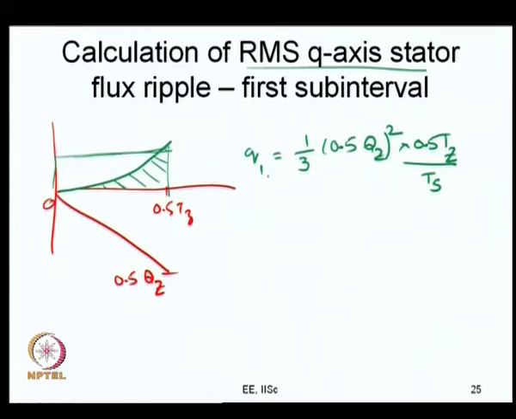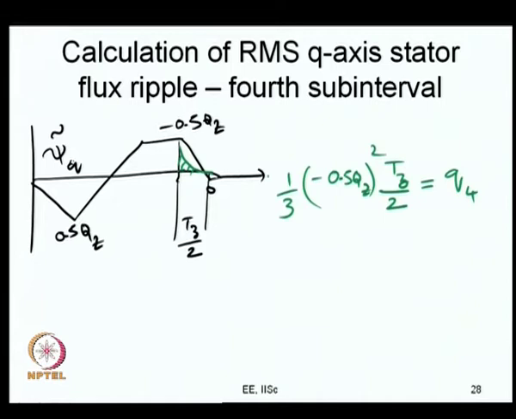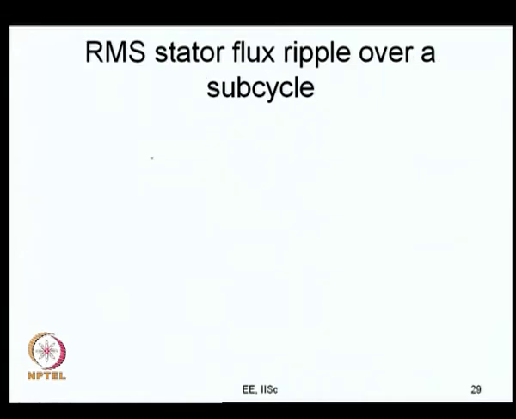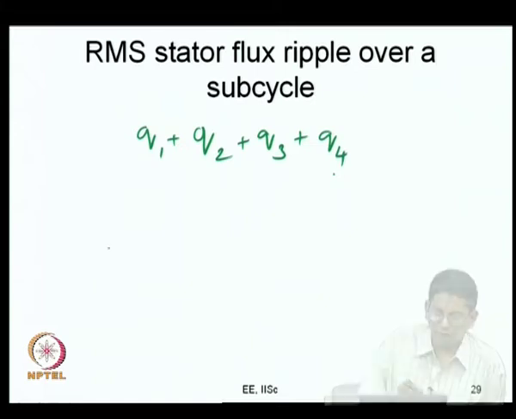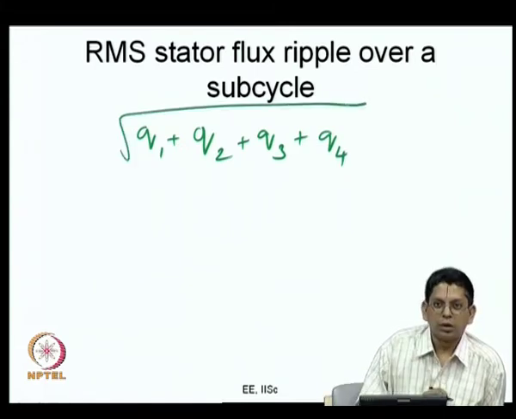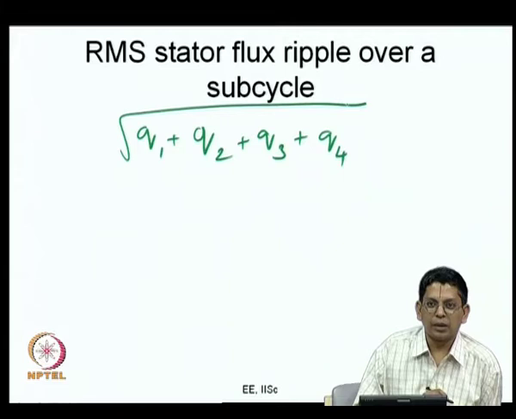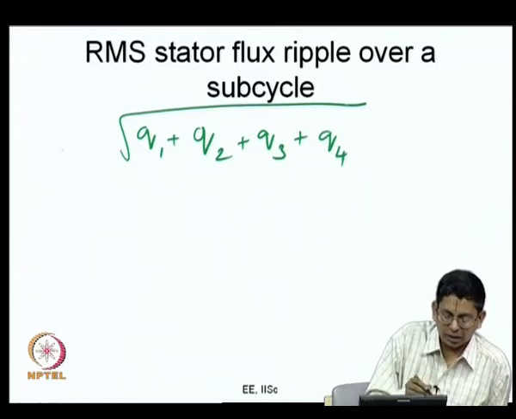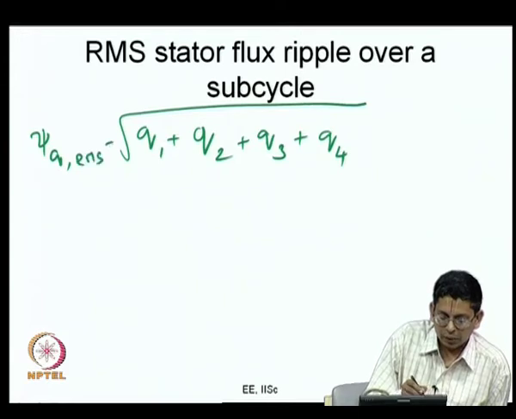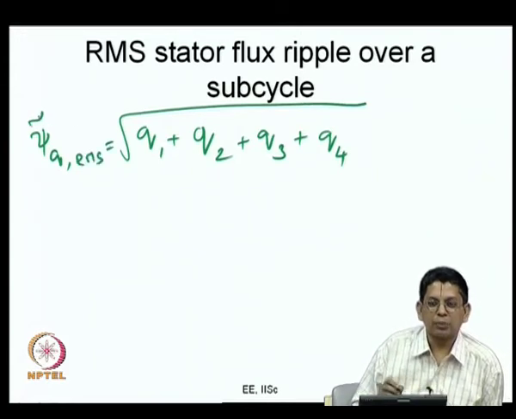So, I have got the mean square values in the various subintervals now. So, what I just have to do is add q1 plus q2 plus q3 plus q4 to get the mean square q axis value. This I can always take under a square root, and I am going to get the mean square value under that. So, let me just call this psi q RMS if you wish. So, psi q tilde RMS I am going to get like this now.